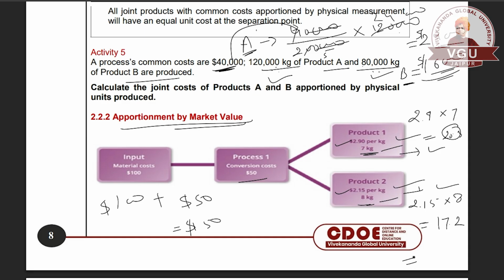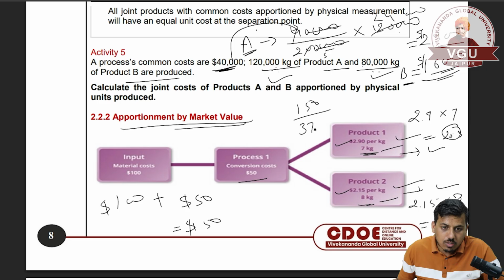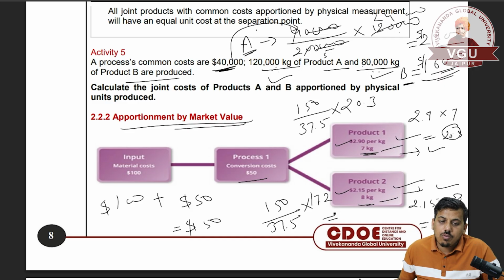We will add both of them. So 20.3 plus 17.2 is 37.5. Now, to calculate the total cost for product 1, the cost will be 150, the total cost, divided by the total market value, multiplied by the market value of product 1. So 150 divided by 37.5 multiplied by 20.3. For product 2, it will be 150 divided by 37.5 multiplied by 17.2. This is how we will calculate the total cost for both the products.